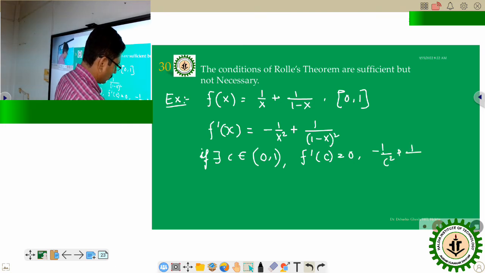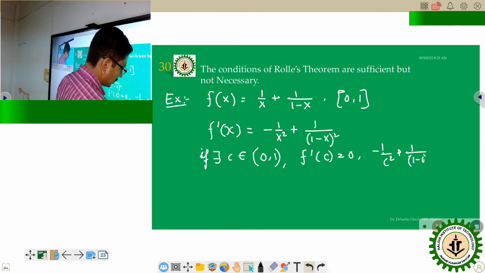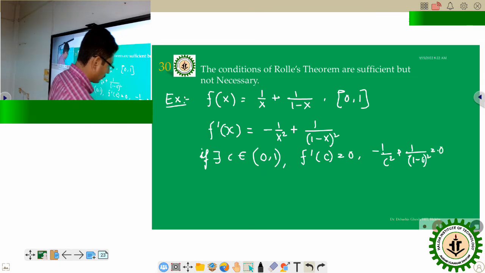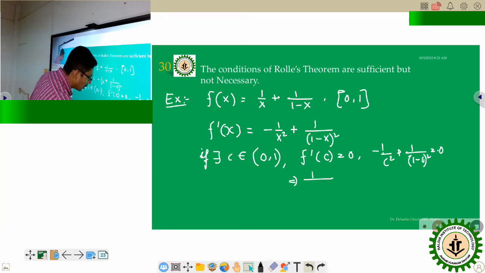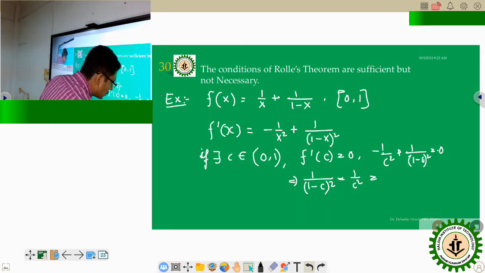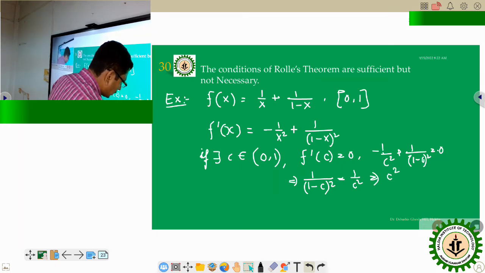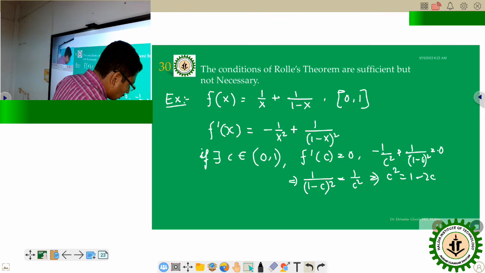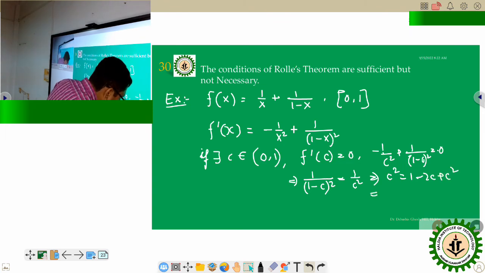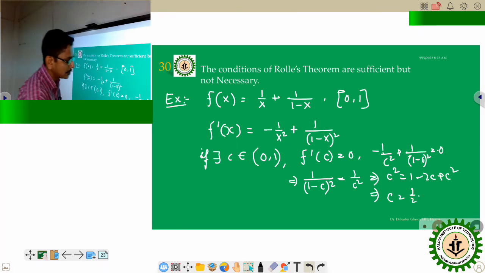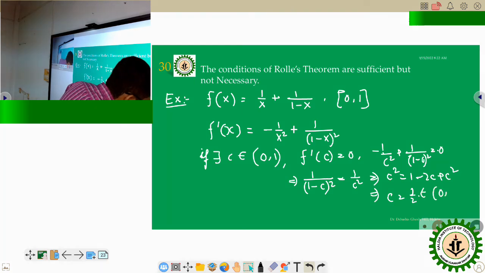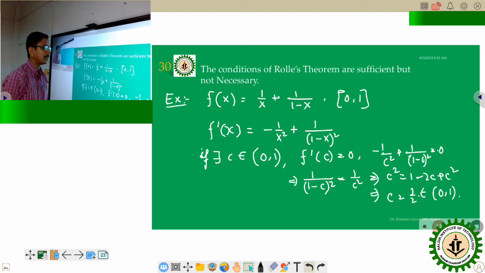And from here we can compute that 1 by 1 minus C its whole square equals 1 by C square. If you reverse these two, we have C square equals 1 minus 2C plus C square. From here we get that C comes to be 1 by 2. So we get a point half which lies in the open interval 0 and 1, though the function is not satisfying the criteria of Rolle's theorem. Therefrom we can claim that these conditions are only sufficient conditions, but they are not necessary conditions.